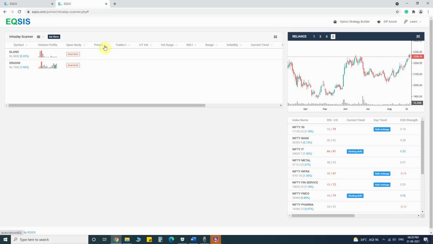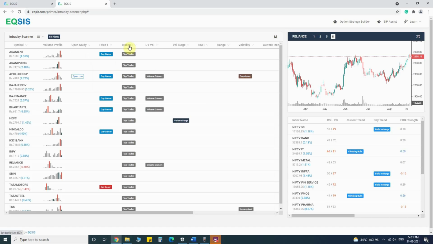So coming back to the second one, which is price-I. Can you see there is -I as a suffix? So this talks about the day gainers, day losers from the intraday perspective. So this -I talks about intraday details. Likewise, if you see trade-I, this talks about top traded stocks for the day. So today, if you want to know what the top traded stocks are, I will be taking this trades-I.